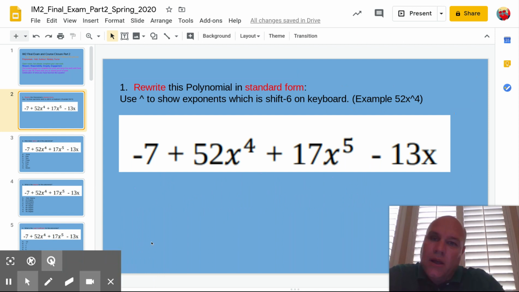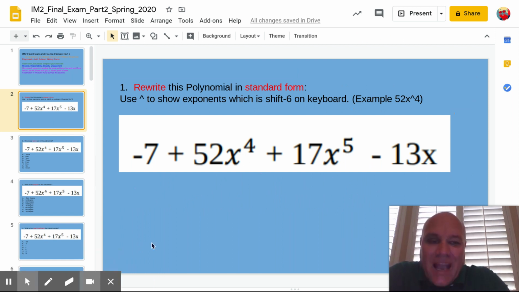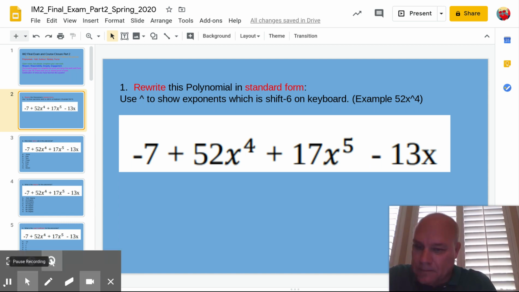Question 1. Rewrite this polynomial in standard form. I want you to use that caret symbol to show the exponents, which is the shift 6 on your keyboard. So example will be 52x to the 4th power. I have 52x and then the caret after the x to show you that's an exponent. Okay, so rewrite this for me in standard form.